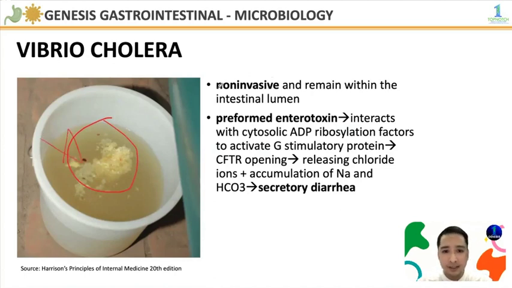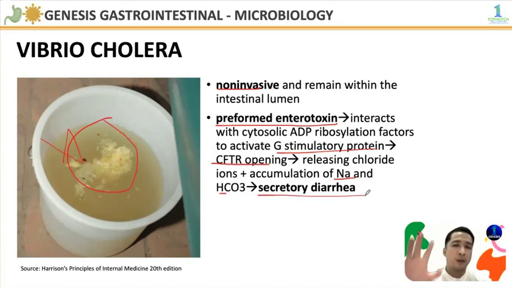Remember that Vibrio cholera is non-invasive and it will remain in the luminal area. Again, as I have mentioned earlier, it is secondary to the preformed enterotoxin that will cause GS stimulation that will open the CFTR channel that will release further chloride together with some ions that will cause accumulation of sodium and bicarbonate, causing secretory diarrhea. So the problem of the patient, because we're throwing out too much of the bicarbonate, is severe dehydration with associated metabolic acidosis.